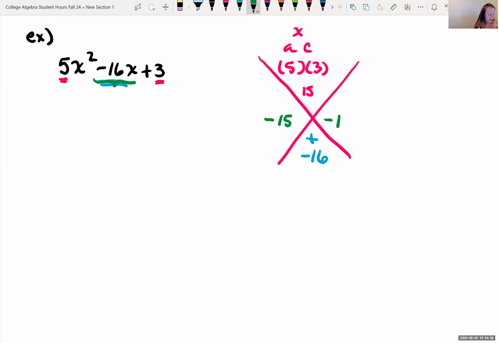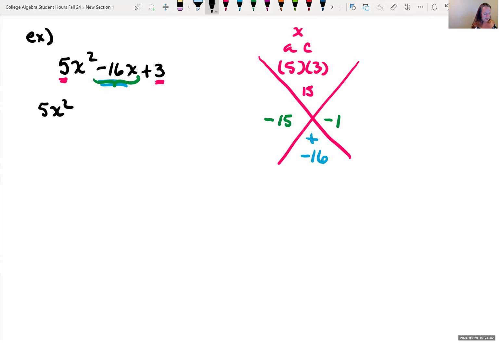So let's rewrite that middle term using those 2 numbers we found, rewriting our first term, 5x squared. Then we have minus 15x minus 1x. We don't usually write the 1, so I'm not going to write it. And then bringing down our constant of 3. So now if we go through and we pull out what they have in common. So I'm looking at 5x squared minus 15x. I'm looking at the coefficients 5 and negative 15. I notice that both of those have a 5 in common. And then an x squared and an x, I notice that they both have a single x in common.